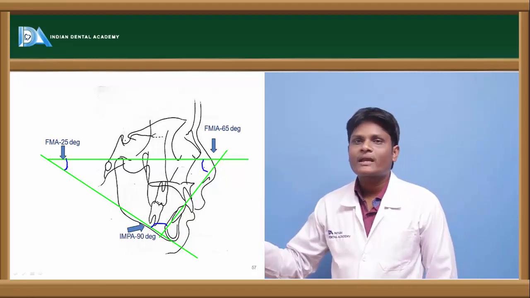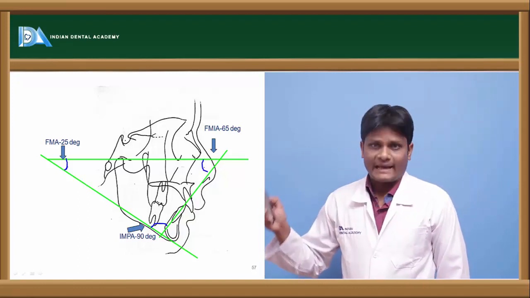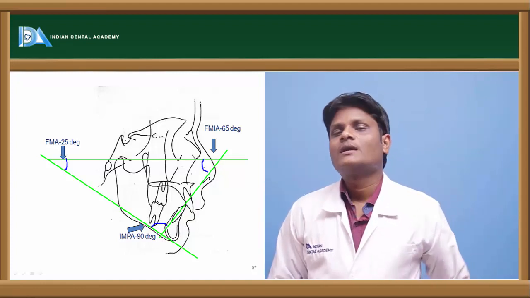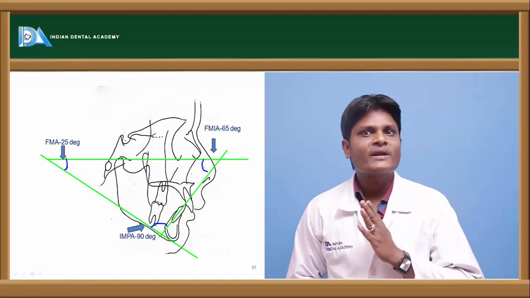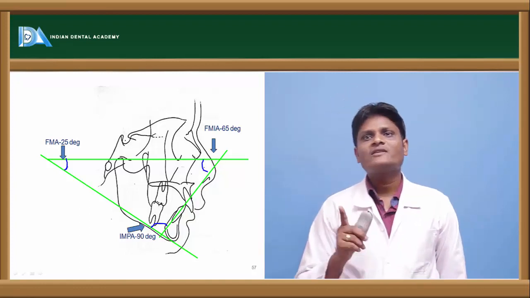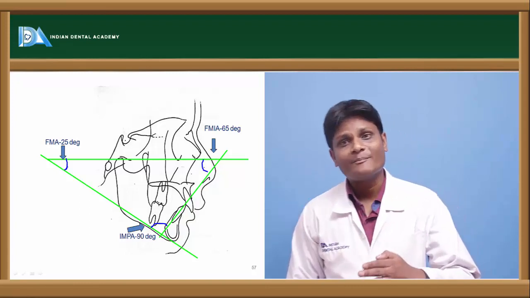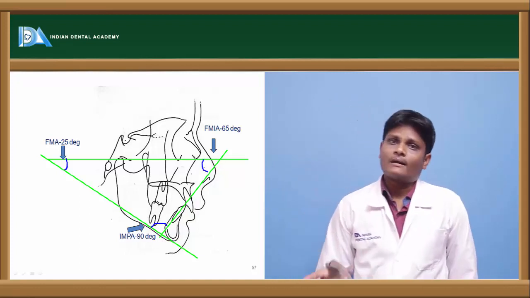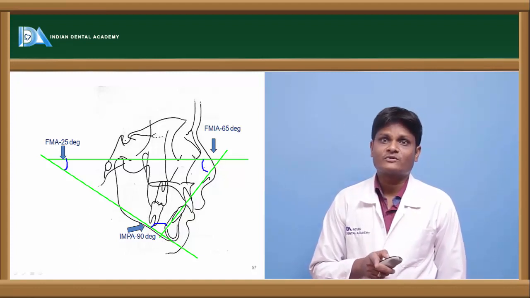Now, coming to the second parameter of Tweed's analysis, it is the incisor mandibular plane angle, or IMPA. It's nothing but the angle between the mandibular plane and the long axis of the incisors. According to Tweed, in a harmonious face, the lower incisors should be set upright on the mandibular plane. So, the average angle is 90 degrees. Any IMPA more than 90 degrees indicates proclined mandibular incisors, whereas any angle less than 90 degrees indicates retroclined mandibular incisors with respect to the mandibular plane.